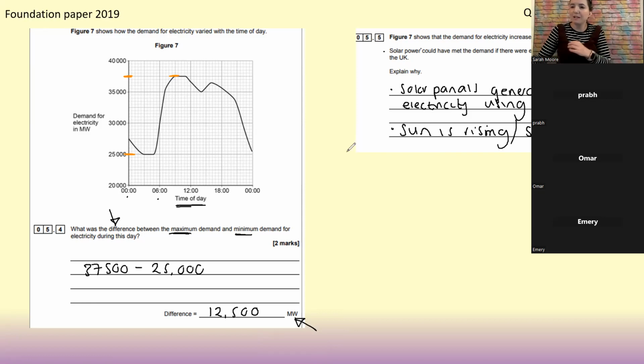Solar panels use the sun to generate electricity. Between 6 a.m. and 9 a.m., the sun's rising and it's shining. So there's lots of solar energy that the panels can use to generate electricity.